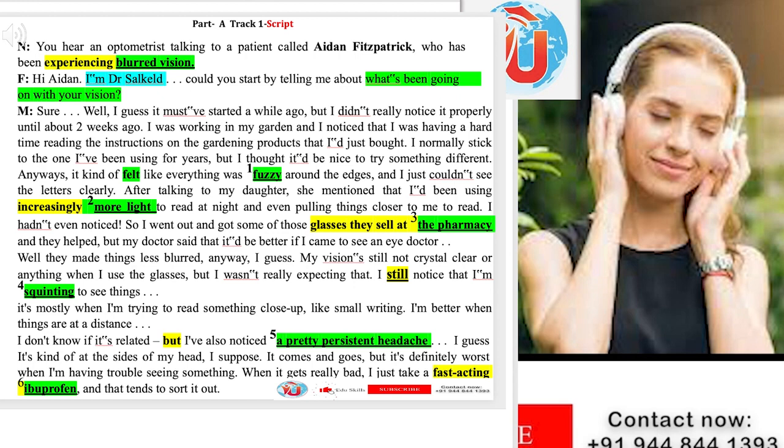Good. I hadn't even noticed. So I went out and got some of those glasses they sell at the pharmacy and they helped, but my doctor said that it'd be better if I came to see an eye doctor. Well, they made things less blurred anyway, I guess. My vision's still not crystal clear or anything when I use the glasses, but I wasn't really expecting that. I still notice that I'm squinting to see things. Right. It's mostly when I'm trying to read something close up, like small writing. I'm better when things are at a distance.